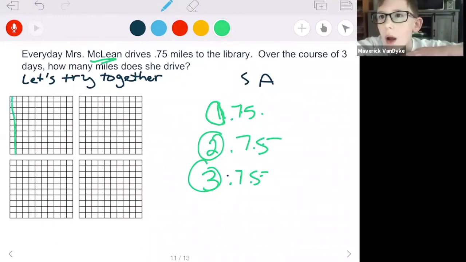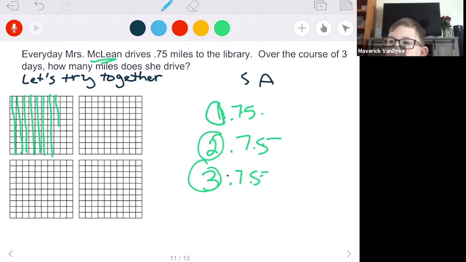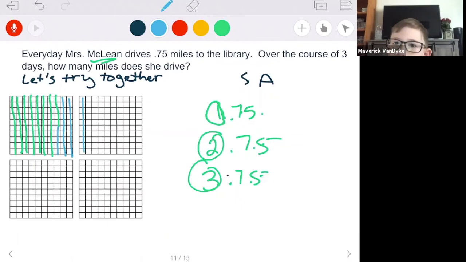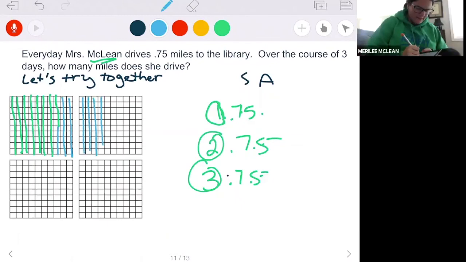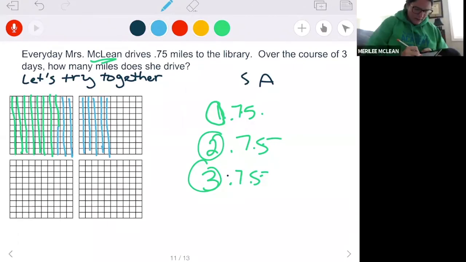So 10, 20, 30, 40, 50, 60, 70, 1, 2, 3, 4, 5. Notice I pick up a different color so I can just keep it organized. I can see that's day 1, 5, 15, 25, 35, 45, 55, 65, 75. So there's day 2. And day 3, 10, 20, 30, 40, 50, 60, 70, 1, 2, 3, 4, 5.